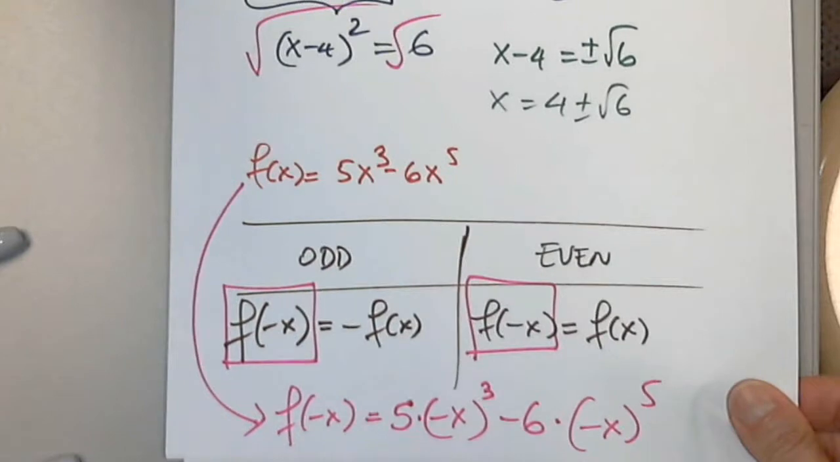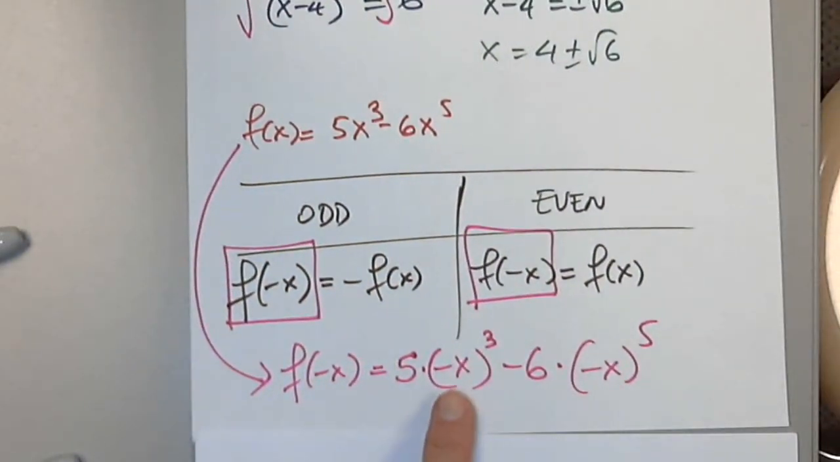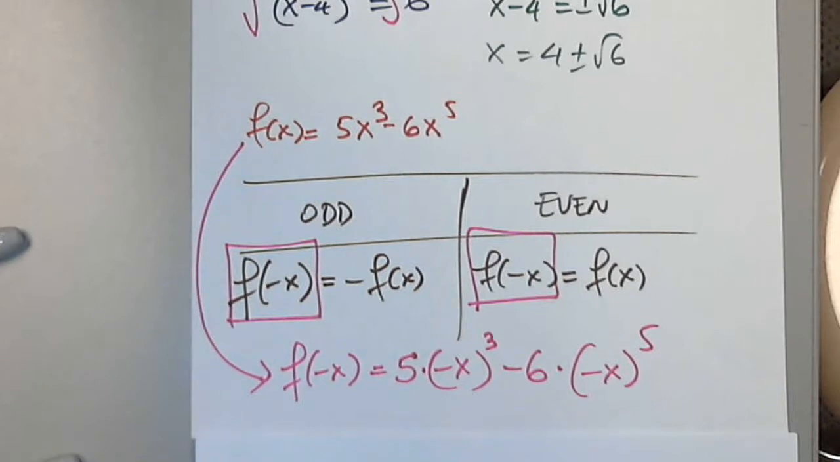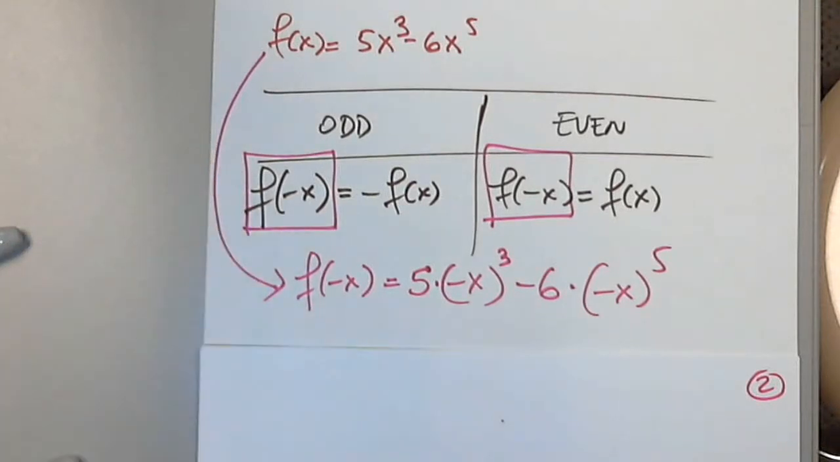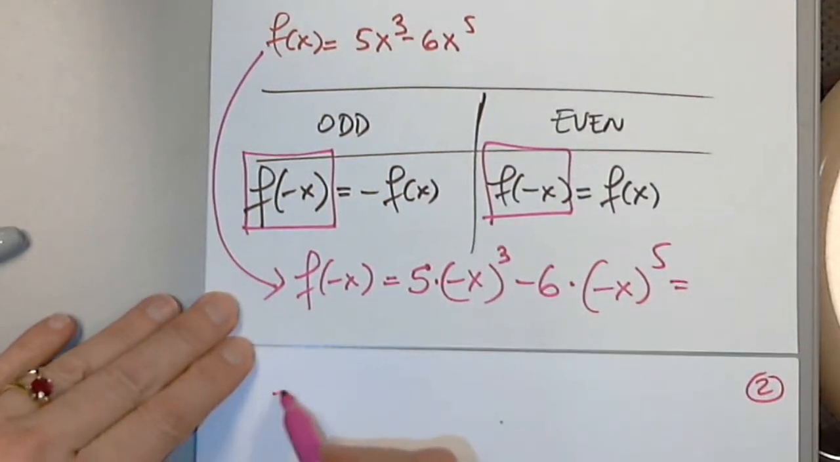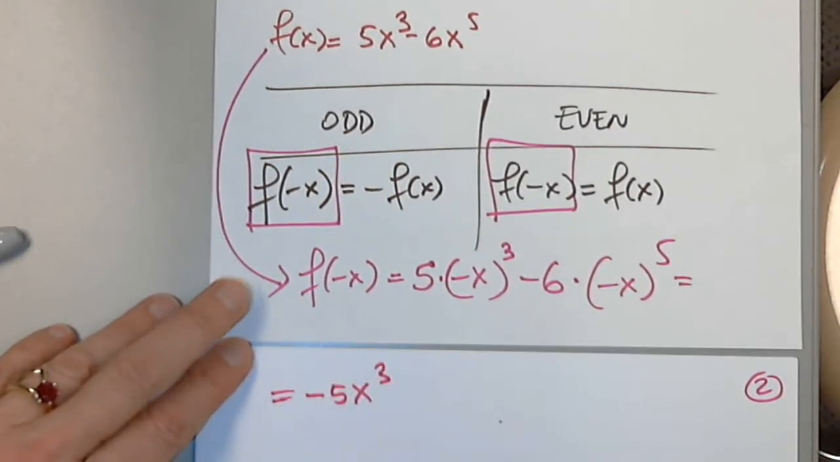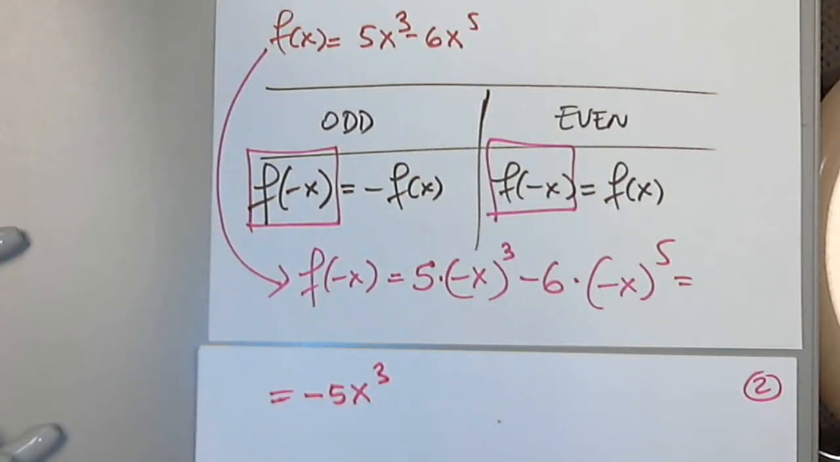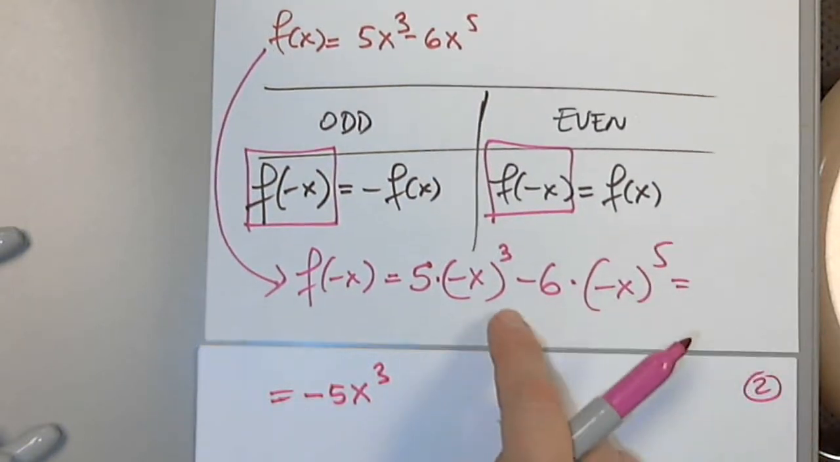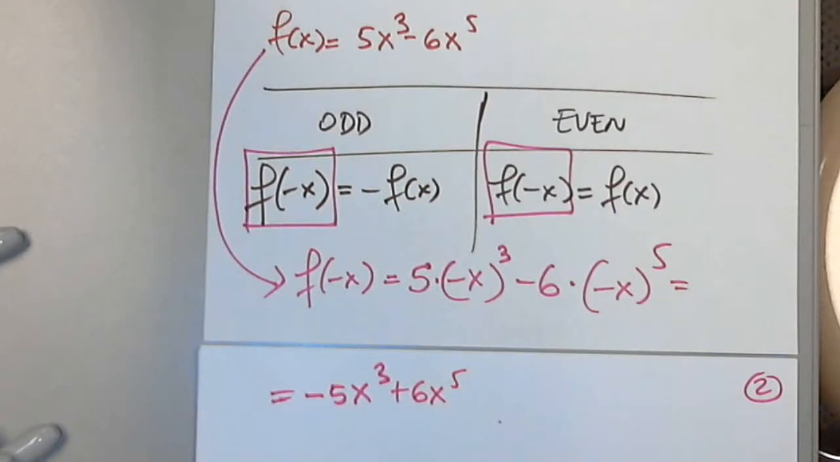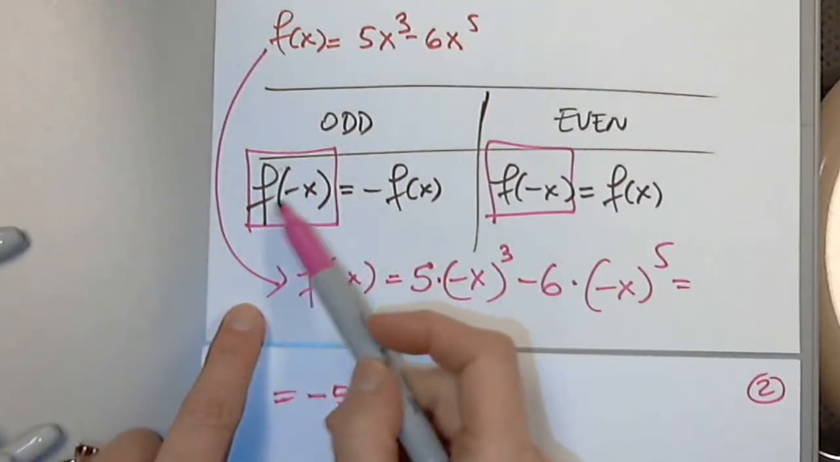Okay, so now let's continue and try to simplify. Can anyone tell us how much is negative x to the third power? It's negative, three negatives, so just negative x cubed, multiplied by 5. Negative 5x cubed. That's it. Good. Let's look at the other one. Negative x to the 5th power. Positive 6x to the 5th, because it's negative x to the 5th multiplied by negative 6.